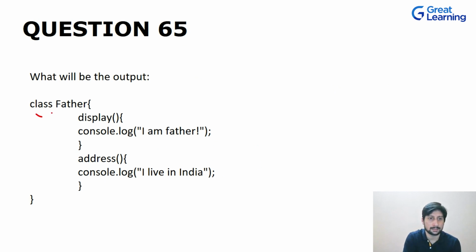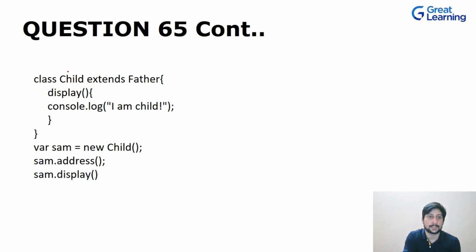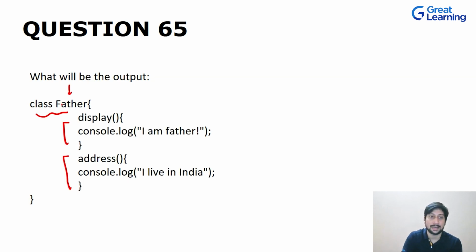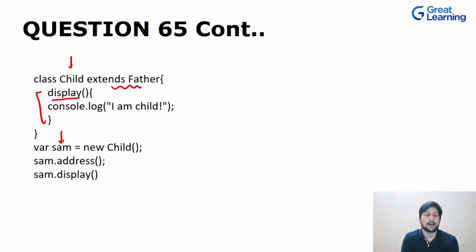Here we have a class father. In that class we have 2 methods or properties: one is a display method, another is an address method. Now we have another class over here, which is the child class, and it extends father. In this child class we again have a method whose signature is the same as the display we have over here. So same signature. Now we have this sam object over here, right?